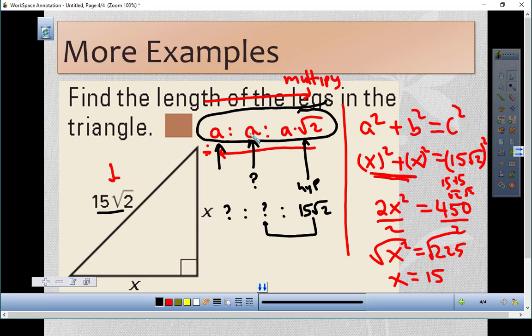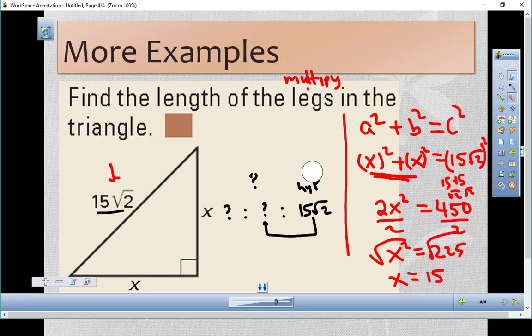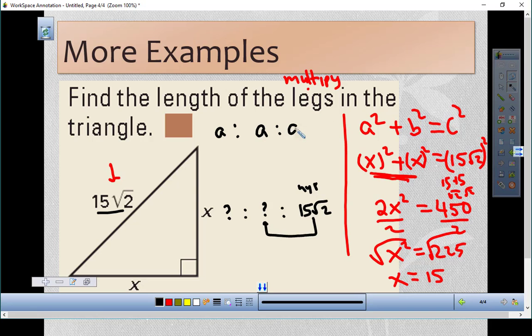Okay, I want to share with you a little secret here. Take a look. I'm going to do some erasing. I'm going to rewrite this so you can see a little bit better. We start off with a here, a here.